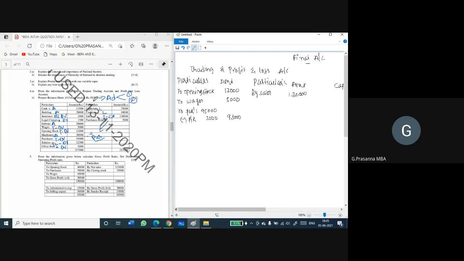So closing stock will be coming in the trading account credit side. So one time I will be showing this closing stock in the trading account credit side. So I will be writing here by closing stock. What is the amount of closing stock here? 10,000. Okay, now I need to close the trading account. So I will be doing the total of debit and credit. Okay, total of debit and credit we have to do.